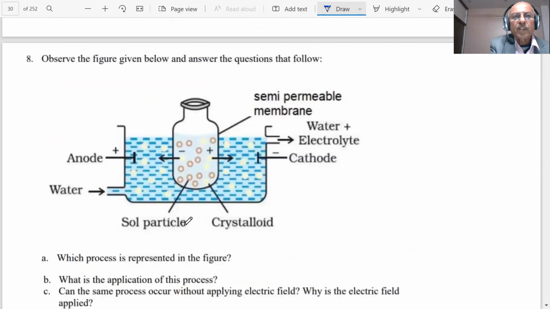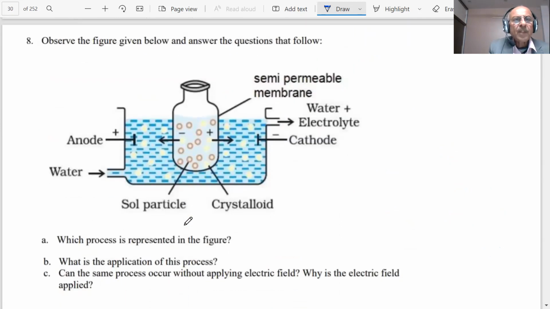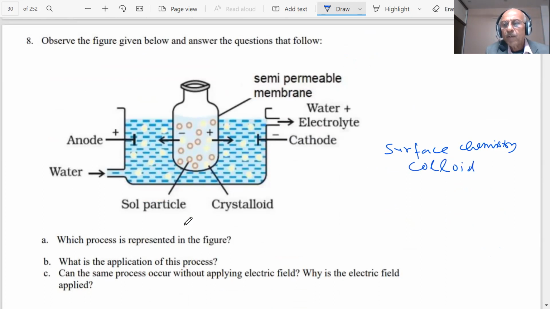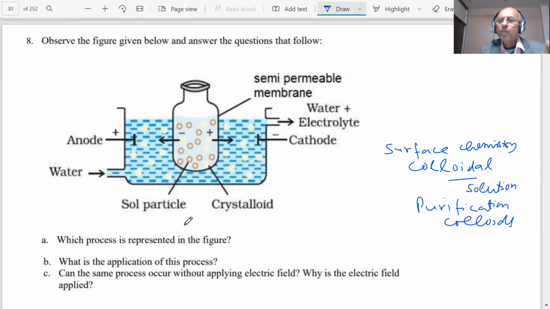Another question is coming on the screen, student. Observe the figure given below and answer the question. Now, you have studied surface chemistry, and you have studied colloids, a very important topic. Colloidal solutions, very important topic. Here questions will be asked to you. And you have studied the purification of colloids. How do you purify the colloids?